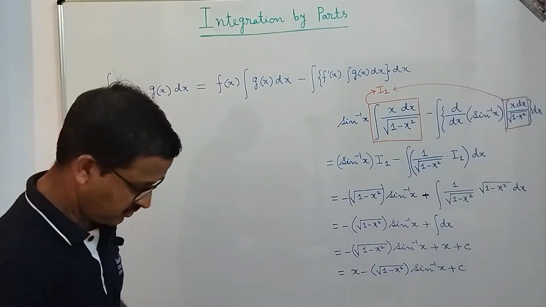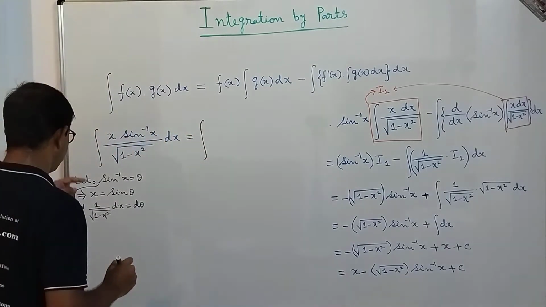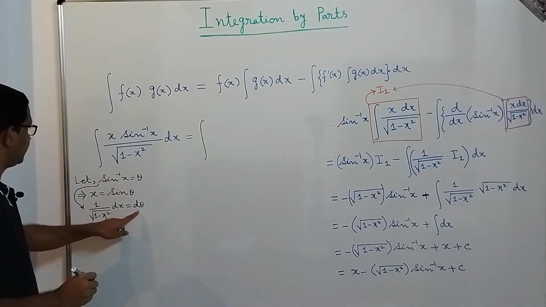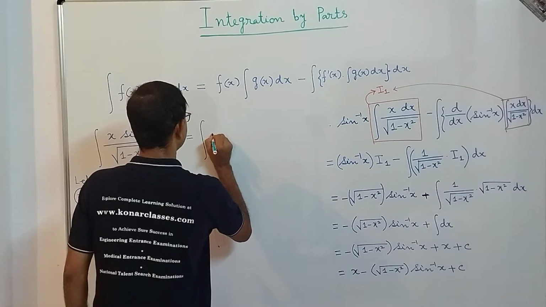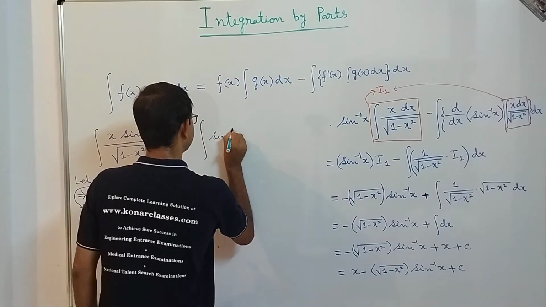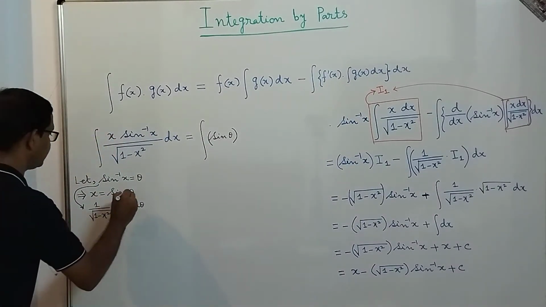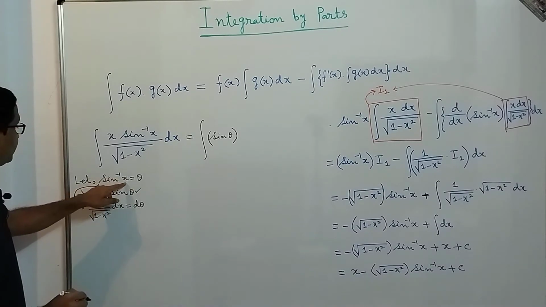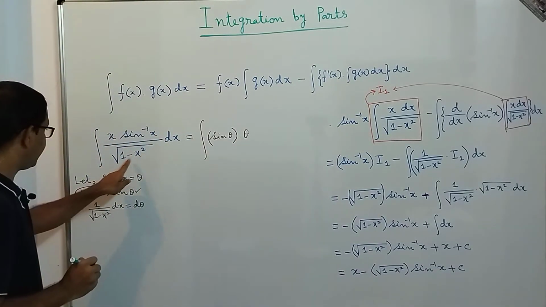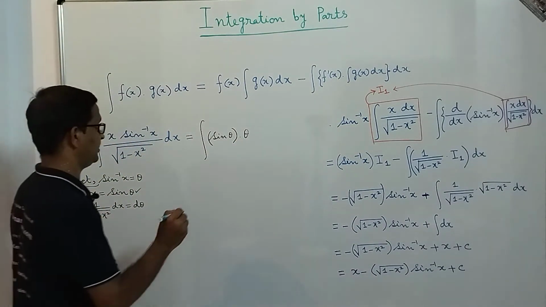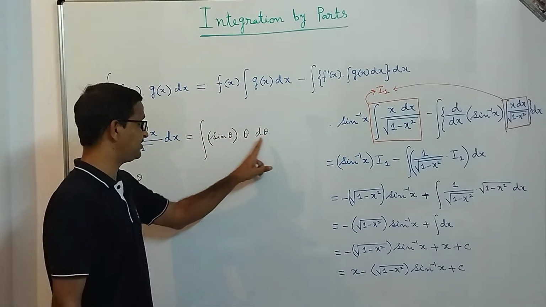Okay, so then what are we going to get? This is equal to the integration of dx by square root of 1 minus x square, which becomes d theta. So what is x? x is sine theta, and sine inverse x equals theta. So sine theta into theta, and dx by square root of 1 minus x square is equal to d theta. So now here we have theta, sine theta, d theta.